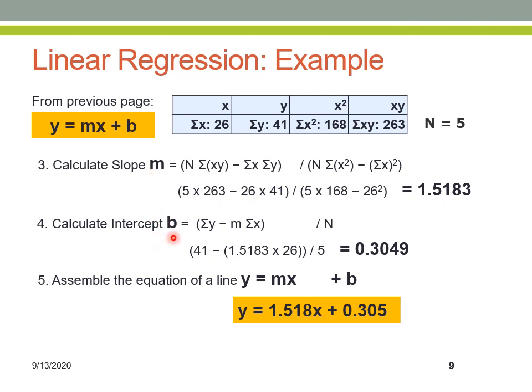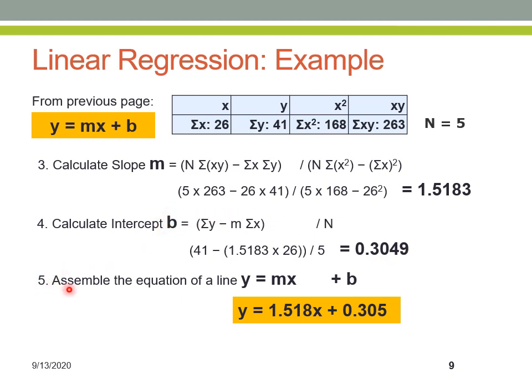So our intercept b equals the sum of our y attribute, the sum of our dependent attribute that is, minus our slope m times the sum of our input attributes. And we divide all of that by the number of data points n. So that gives us 41, which is this here, minus 1.5183, that's our m here, times the 26, and that divided by 5. That gives us 0.3049 as our intercept b.